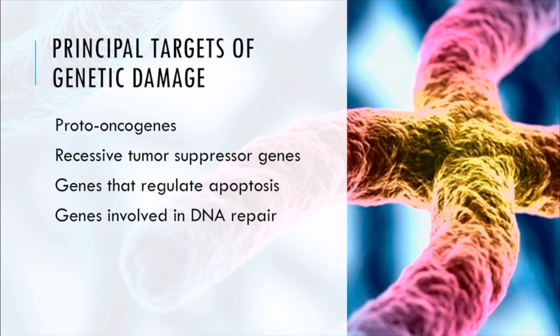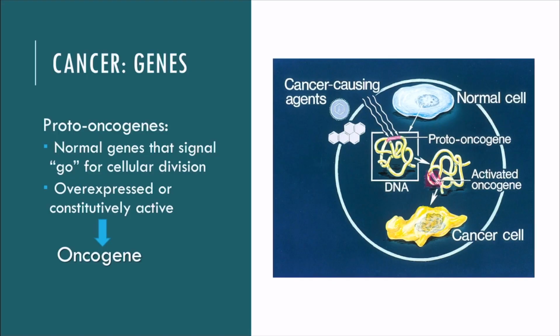So let's go through what types of genes we're talking about when we say key genes that regulate fundamental cellular processes. So in your notes, these are referred to as the principal targets of genetic damage that lead to cancer. So the first is going to be proto-oncogenes. Now, each of these are normal genes in our cells that get mutated. So a proto-oncogene is a gene that's in your cell, and it normally has a good job to do.